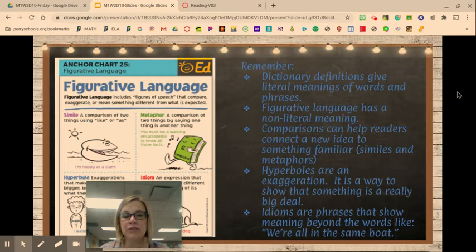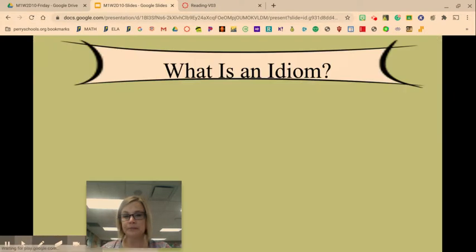Comparisons can help readers connect a new idea to something familiar. Those are your similes and metaphors. Hyperboles are an exaggeration. It's a way to show that something is a really big deal. And then idioms are those phrases that show meaning beyond the words, like, we're all in the same boat. It doesn't really mean that everyone is in a boat. It just means that everyone is in the same situation.